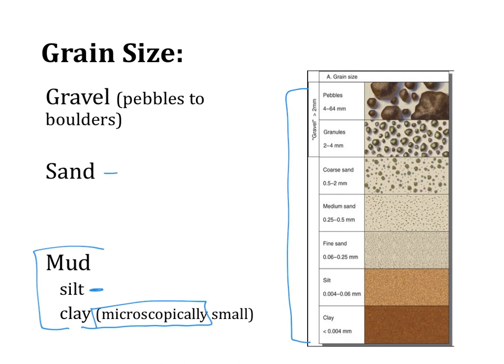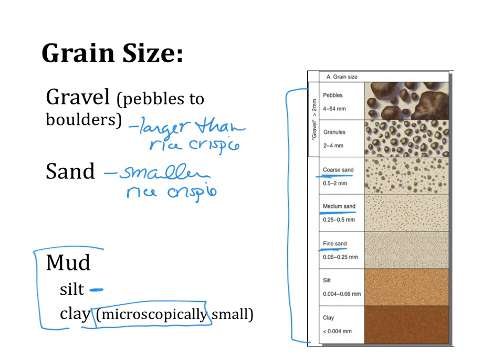Sand ranges anywhere smaller than a Rice Krispie that makes up the treats. So sand can actually range from coarse sand to medium sand to fine sand. So you have to remember that not all sand is going to be exactly like beach sand. Some of it will be a little coarser. And then gravel is basically anything larger than a Rice Krispie. We tend to think of gravel as sort of pebble size, but actually it can range from a Rice Krispie size, just a little bit larger than sand, all the way up to boulders.